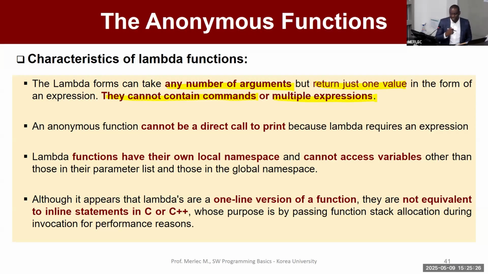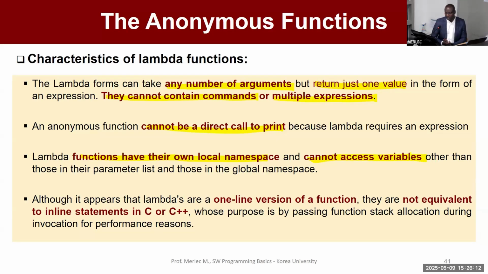And a lambda function is anonymous. That means it cannot be called to print, let's say, a result or from an expression or whatever. So a lambda function also has its own local namespace, okay, and then cannot access variables other than what have been sent from the global namespace. I will explain what global namespace and local namespace mean later. So what you have to remember is that a lambda function is a type of function which does not have a specific name, okay, but it is defined by the lambda keyword.